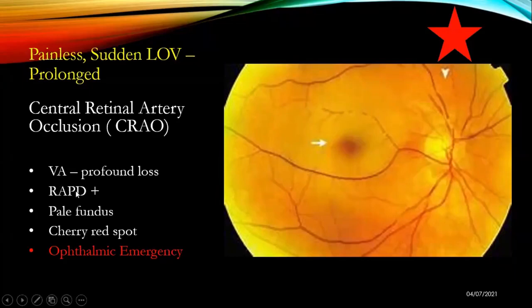And if you can assess the red reflex, there is a significant relative afferent pupillary defect, which is very obvious. If you know how to do the red reflex, know how to do the pupillary reflex, there is a significant relative afferent pupillary defect. And if you just peep into the fundus, you can see a pale fundus with the central cherry red spot. If you can diagnose this central retinal artery occlusion, or suspect it, refer the patient to an eye unit as urgently as possible. This is an ophthalmic emergency. If we intervene, there's a chance of recovering vision to a certain extent. But if the time passes more than 5-6 hours, then chances are very limited.